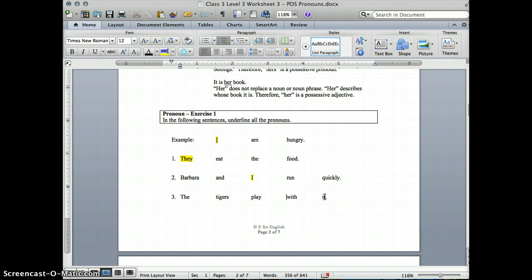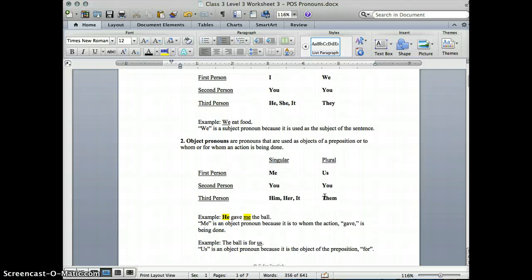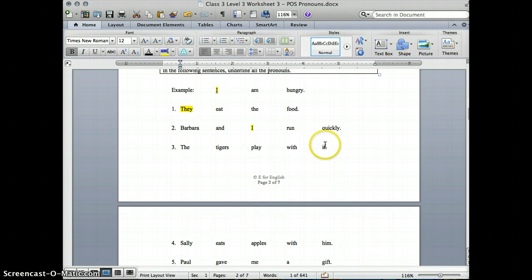Don't remember? Okay, that's fine. We can go back and check. Do you see it anywhere? Yeah, I see it right here, right? So yeah, it is our pronoun in this sentence, and we're going to go ahead and highlight that.